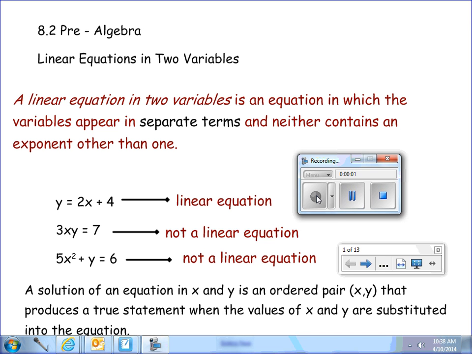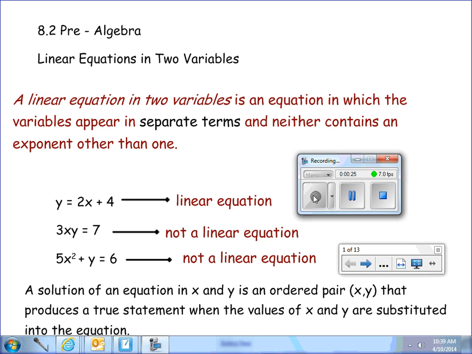In this section of Pre-Algebra 8.2, we're going to be discussing linear equations in two variables. A linear equation in two variables is an equation in which the variables appear in separate terms and neither contains an exponent other than one. So here are examples of linear terms and nonlinear terms.